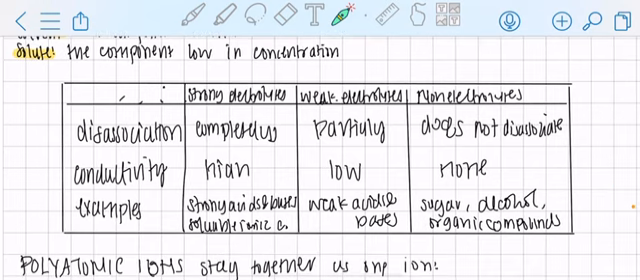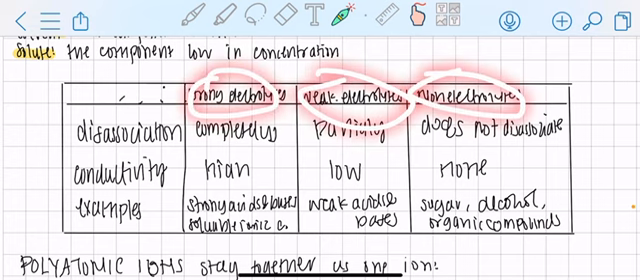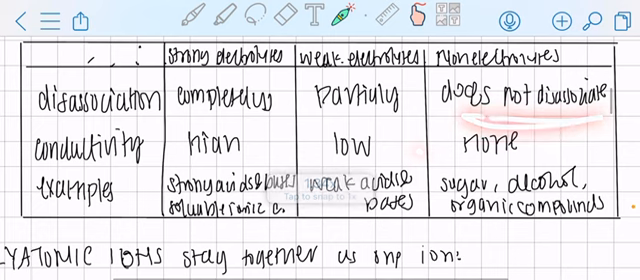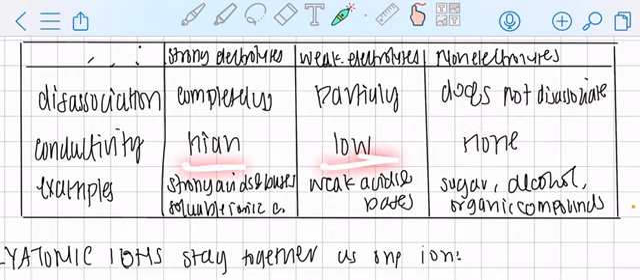Here we can see the difference between a strong electrolyte, a weak electrolyte, and a non-electrolyte. Strong electrolytes dissociate completely in solution, and weak electrolytes dissociate partially. Non-electrolytes do not dissociate at all. Conductivity is high for strong electrolytes, weak for weak electrolytes, and none for non-electrolytes.